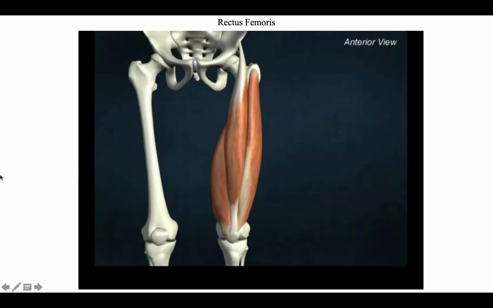All right. So we're going to watch a couple of videos on the quad muscles. These videos are quite spectacular.